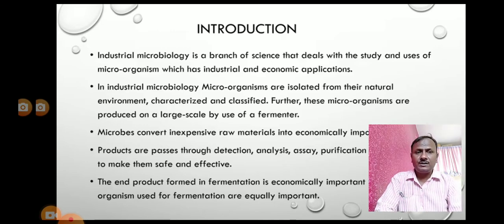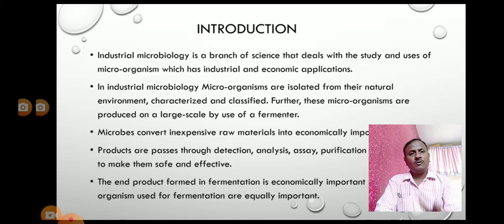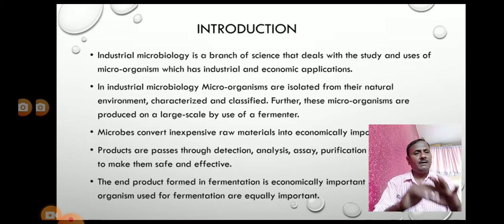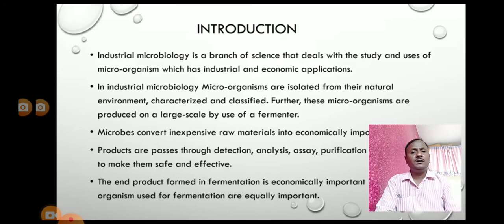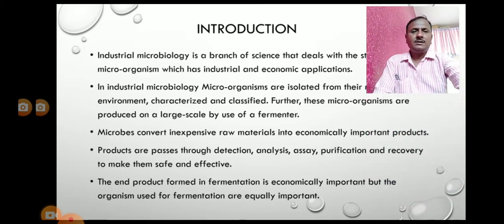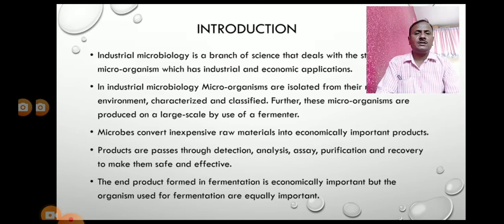It is one of the instruments in which we can use microorganisms as well as nutrients, and by providing a suitable environment, pH, temperature, whatever it may be, we can produce the products, which are very important. So microbes convert raw materials into economically important products. Products pass through detection, analysis, assay, purification, and recovery to make them safe and effective. So these are the different testing processes under which we can produce this product.